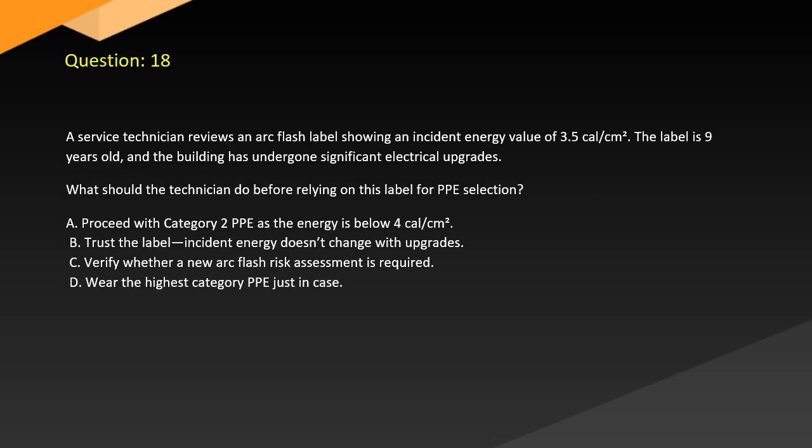Question 18. A service technician reviews an arc flash label showing an incident energy value of 3.5 cal/cm². The label is 9 years old and the building has undergone significant electrical upgrades. What should the technician do before relying on this label for PPE selection? A. Proceed with Category 2 PPE as the energy is below 4 cal/cm². B. Trust the label. Incident energy doesn't change with upgrades. C. Verify whether a new arc flash risk assessment is required. D. Wear the highest category PPE just in case.